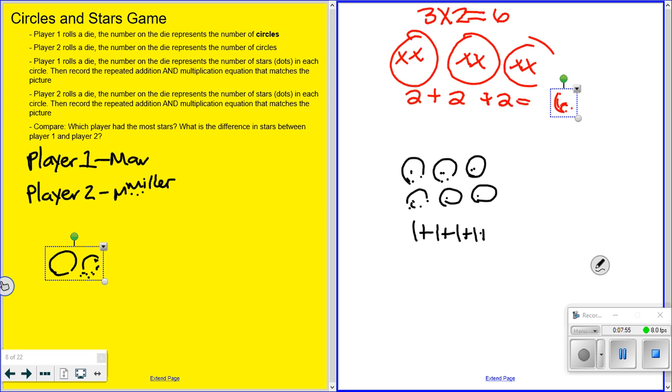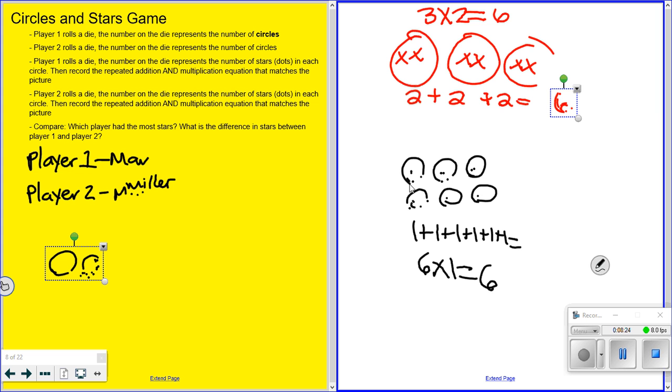Who thinks they can figure out Maverick's multiplication equation? That's a little trickier. Ava, what's going to be the multiplication equation? 6 groups of 1. Can you write that as a multiplication equation? All right, what is 6 groups of 1 equal to? Julian? 6.